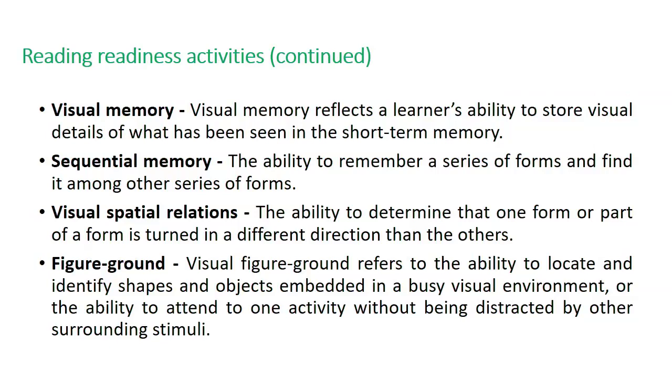Then we have visual spatial relations. This is being able to determine one form or part of a form that is now turned in a different direction than the others. Your figure ground refers to the ability to locate or identify a shape or a specific object that is within a busy visual environment.